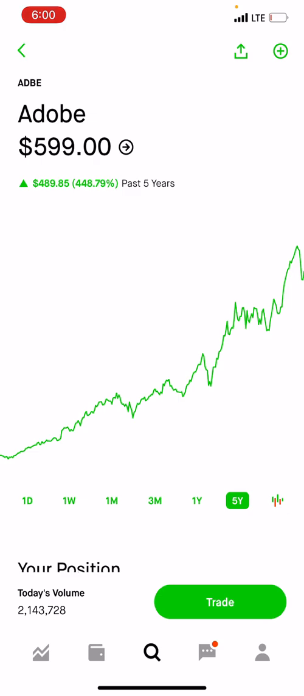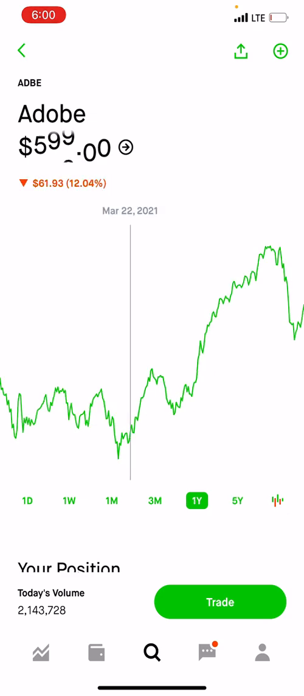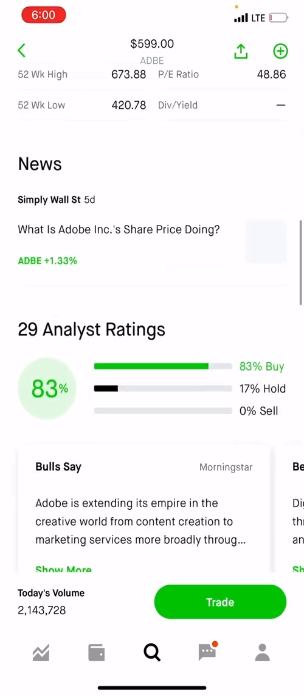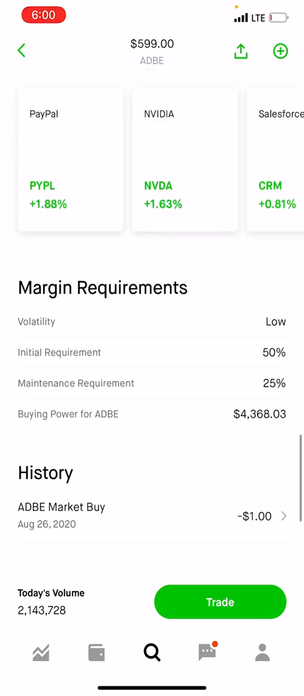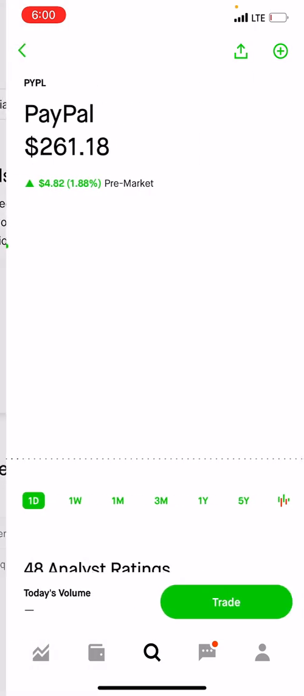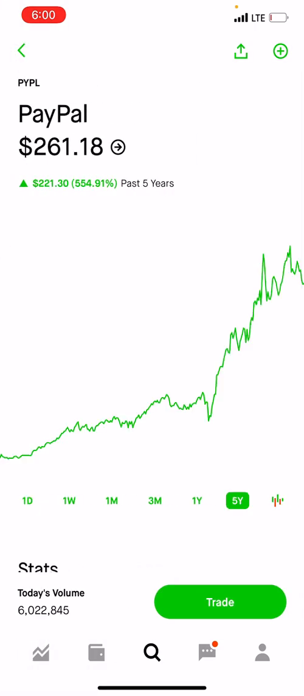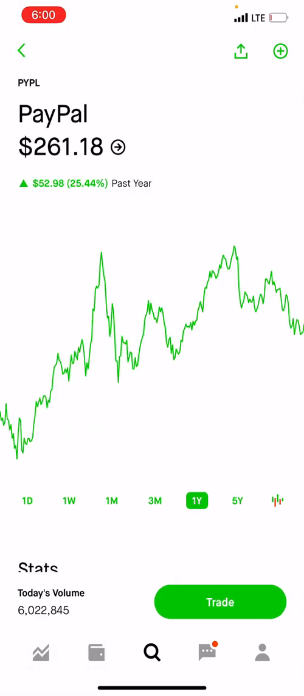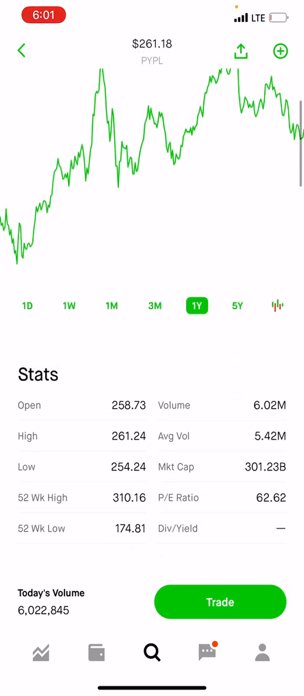Yes, Adobe. They got Photoshop, they have Illustrator, they have video software, whatever, right? What does their 5 year look like? Up. What does their year look like? Up. Cool. You buy. That's literally it. Let's look at another ticker, right? Let's look at PayPal. 5 year, up. 1 year, up. Cool. This is an immediate buy. And if it goes down, you just keep buying, right?